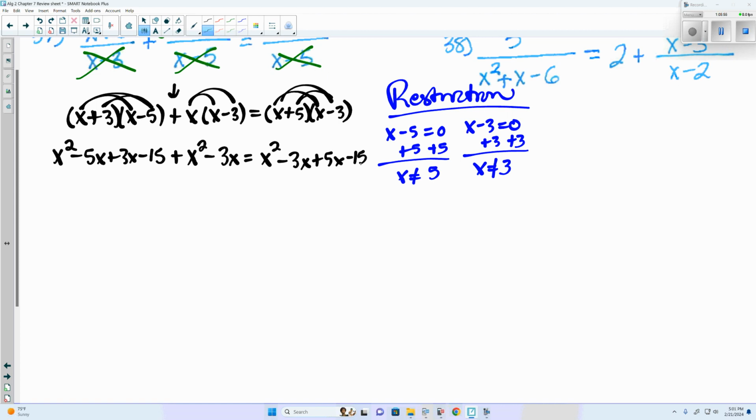Now at this point we can combine like terms. Well, x squared plus x squared is 2x squared. Negative 5x plus 3x is negative 2x. Minus 3x, well, we're back to negative 5x. And then negative 15 is equal to x squared. Negative 3x plus 5x is plus 2x minus 15.